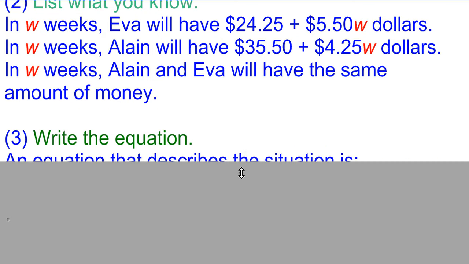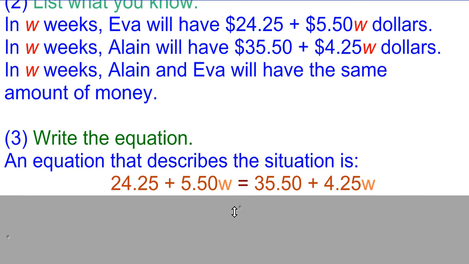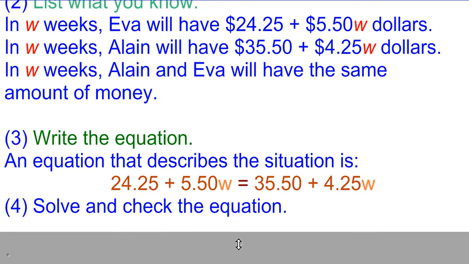Let's set up the equation for equal amount of money. Ava should be on the left, Elaine should be on the right. And there it is. Let's get rid of the dollar signs to make it simpler for ourselves. 24.25 plus 5.50W is equal to 35.50 plus 4.25W. Let's do that solution and check the equation. And grade 9s, yes, we have decimal values, but the format and the strategies should not change.